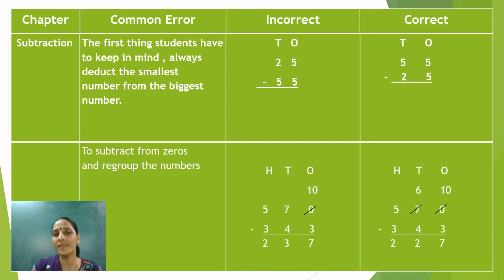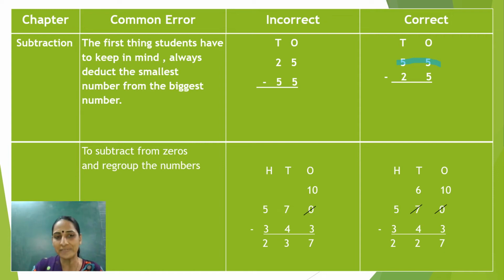Okay. So the mistake in the incorrect portion is that they are doing 25 minus 55. That is incorrect, right? You cannot subtract the bigger number from the smaller number, right? So for that they always have to write down the bigger number on the top.